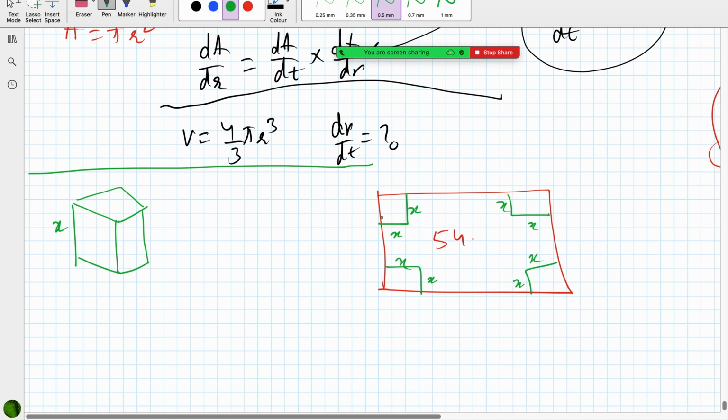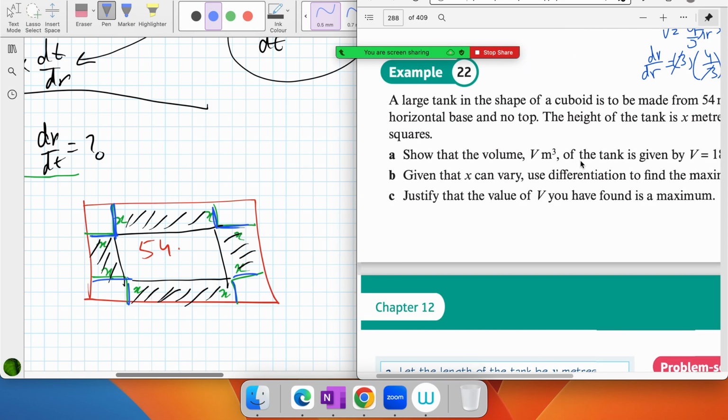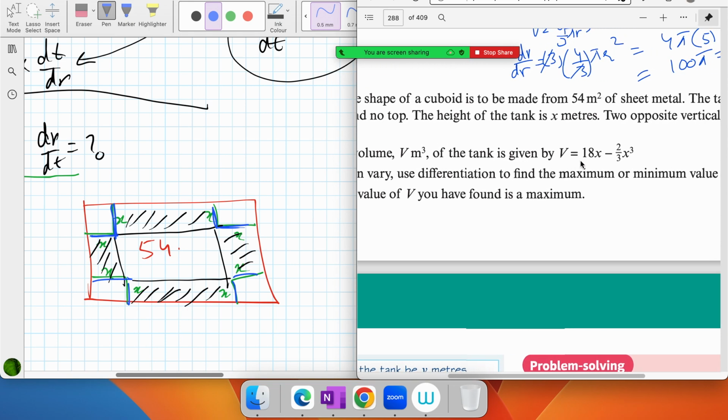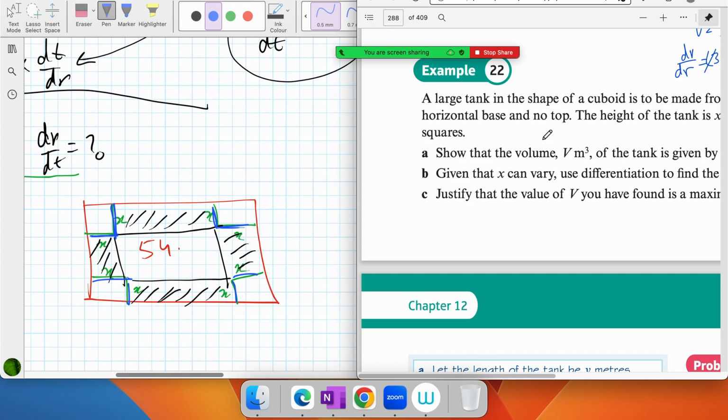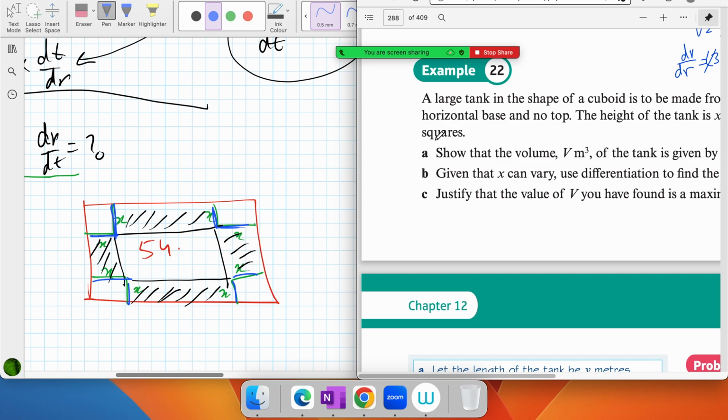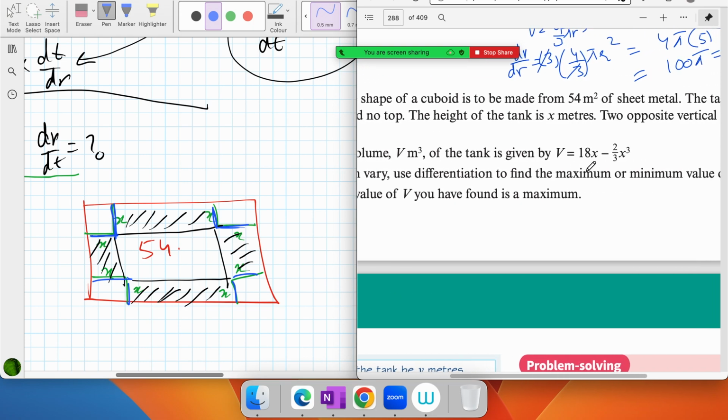Are you getting this point? Then we lift up these faces shaded in black, and they join together with these blue lines. They join together to form a cuboid. A large tank in the shape of a cuboid is made from 54 meter square of sheet. The tank has a horizontal base and no top. The height of the tank is x meters. The two opposite vertical faces are squares. Show that the volume of the tank is given by this equation.